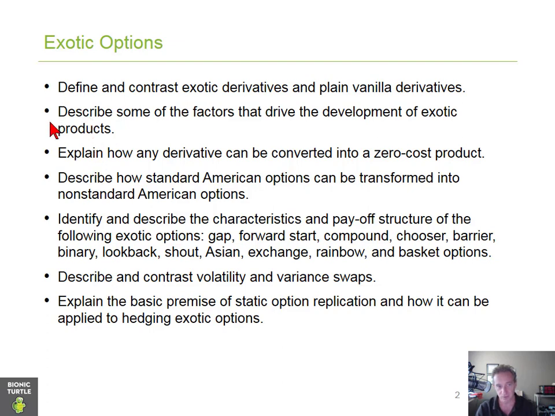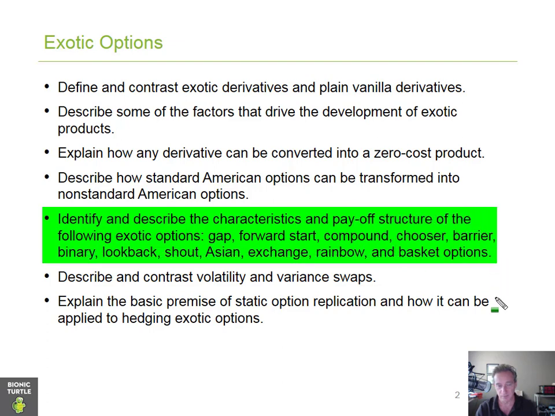If we go down here, 1, 2, 3, 4, 5, the fifth learning objective is really the most important because it contains most of the learning material in a single learning objective. It's a list of most of the exotics that we're going to take a look at. And it's identify and describe. It's not compute. So if you want to take a look at the formulas, by all means do that if you want to take a deeper dive.